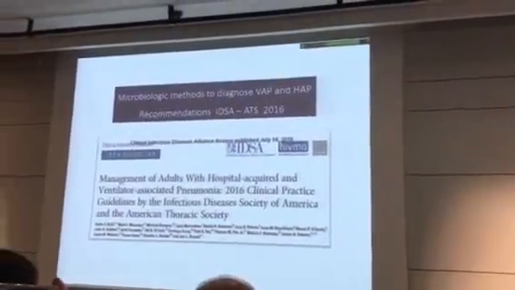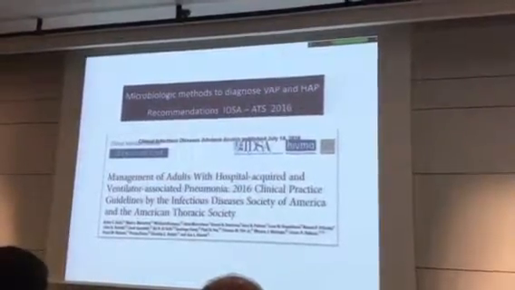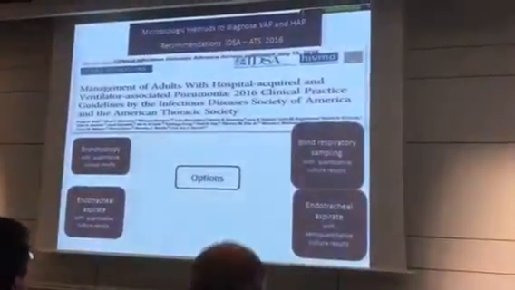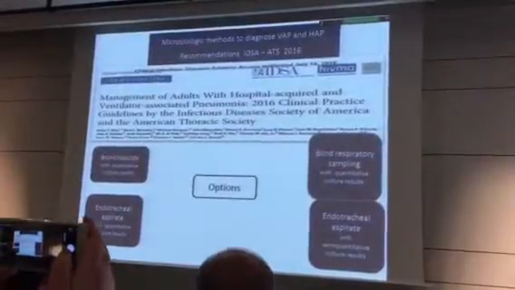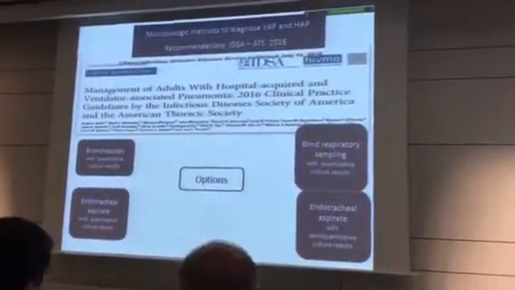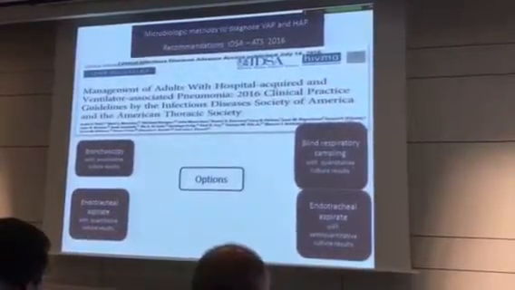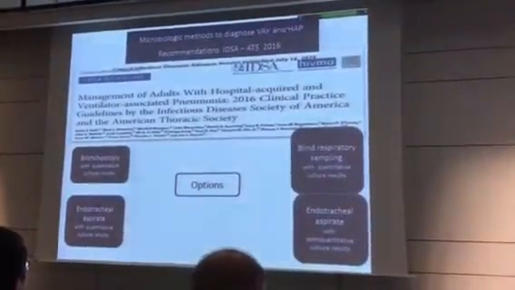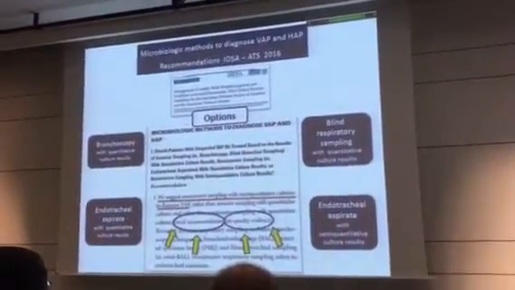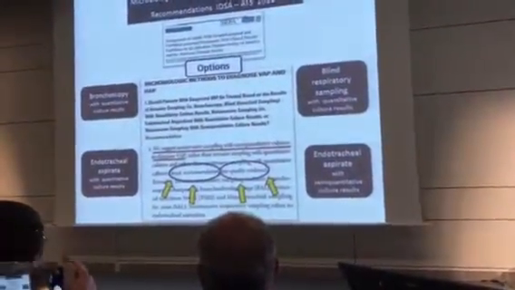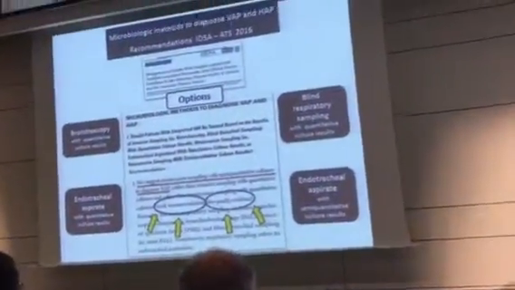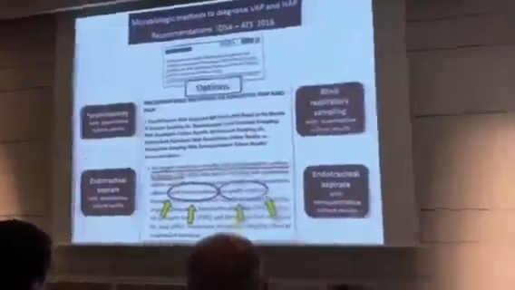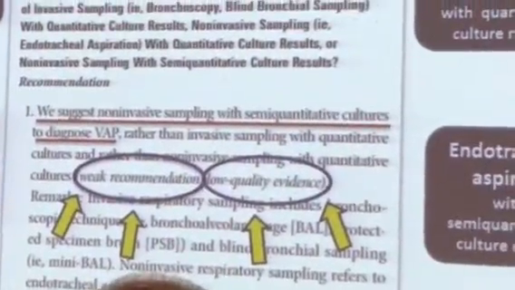Then if you look at the microbiology methods in the recommendations of the IDSA and ATS published in 2016, you may have several options: bronchoscopy with quantitative culture results, endotracheal aspirate with quantitative culture results, and blind respiratory sampling with quantitative or semi-quantitative culture. So several options. But when you look at the final recommendation from these different opportunities, there is a weak recommendation that suggests non-invasive sampling with semi-quantitative culture for the diagnosis of VAP.